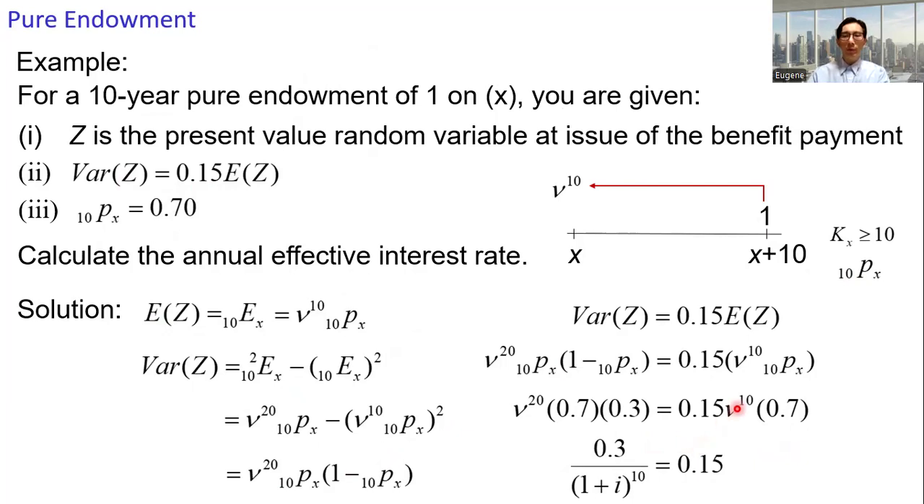v to the power 10 on both sides cancel. So on the left-hand side, v to the power 20 is left with only v to the power 10, which is 1 over 1 plus i raised to the power 10 here. And we can solve for the value of i. The annual effective interest rate is 0.071773.